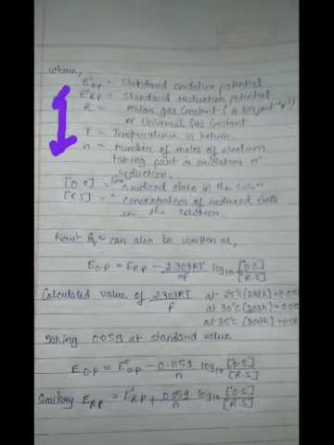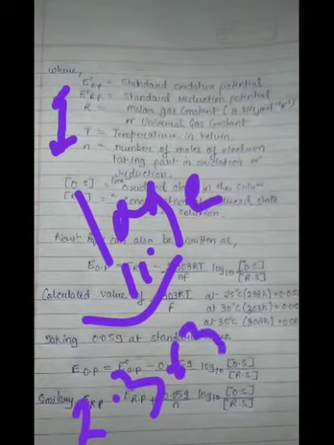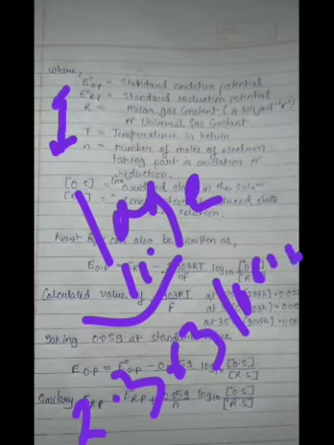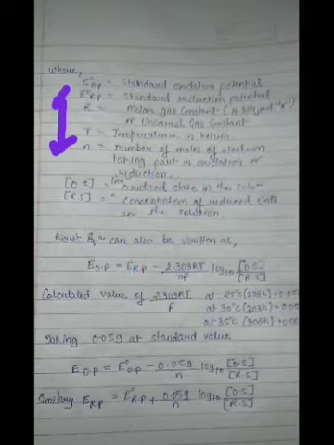How did it come? Students, log base e is equal to 2.303 log base 10. So you can correlate it with our earlier equation. The earlier equation was simply E reduction potential is equal to E naught reduction potential plus RT upon nF log base e. So we have just taken the value of log base e as 2.303 log base 10, and put that in this equation.